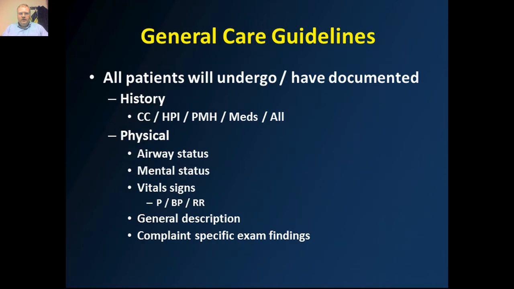Generally speaking, and this applies to all patients, every patient needs to undergo and have documented in our patient care report, which we'll talk about at another point, a history. Now, the minimum elements for every history is the chief complaint, the history of present illness, any past medical history, any medications the patient takes, and any allergies. And so you need to document all of those elements on every patient.